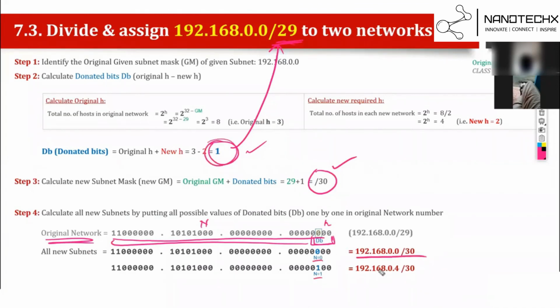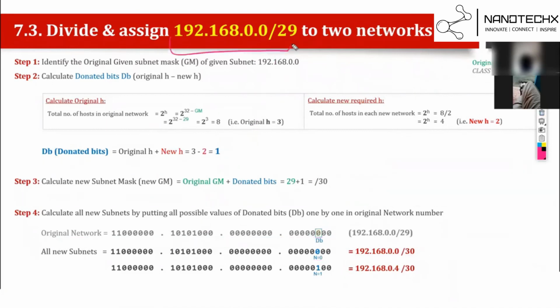So 192.168.0.0 and 192.168.0.4. These are the 2 networks. So we have divided this very big network into these 2 small networks. Each of them will give us how many IP addresses? 4 and 4. 2 will be usable. Clear?